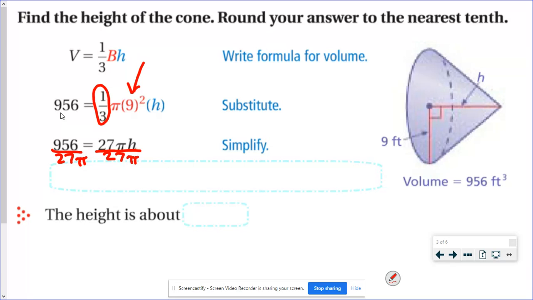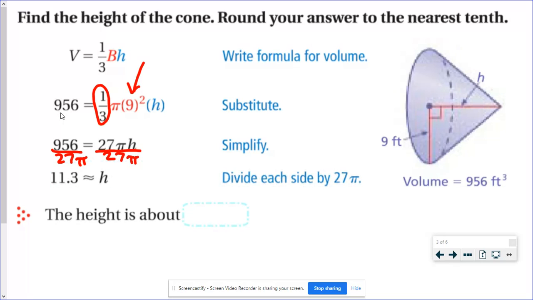And again, hopefully you've got your calculator handy. Two separate divisions, please. 956 divided by 27, hit equals, and then divide by pi. I have 11.27 something, so that would round to be 11.3.